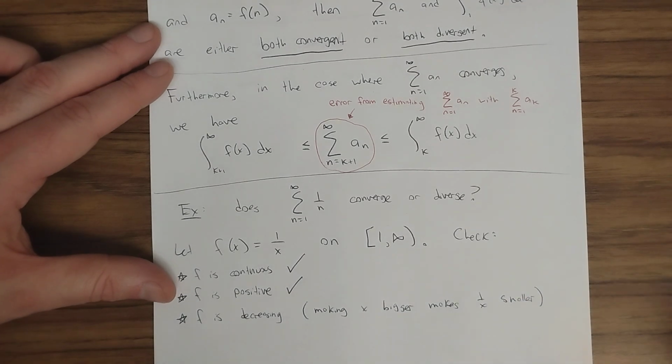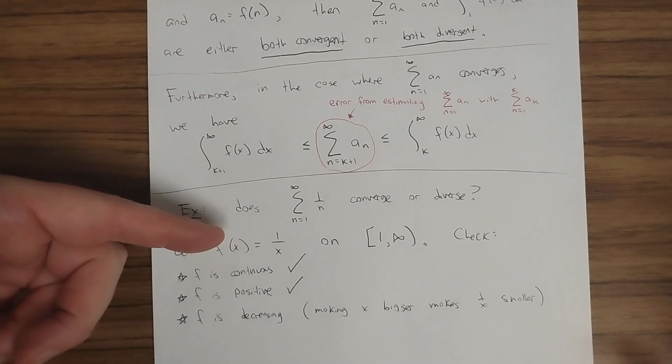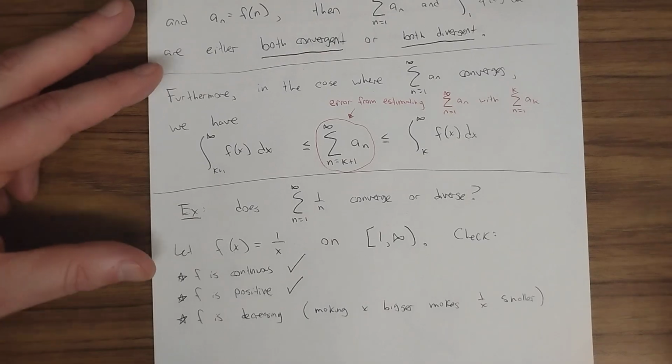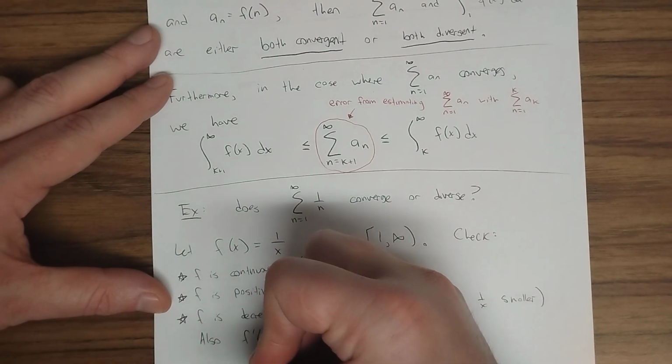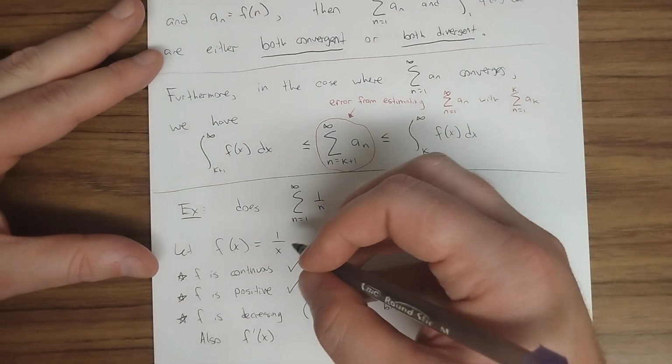So that's some really basic logic. Sometimes it's not that easy to tell whether a function is decreasing, so let me describe another way. We already know the answer for this one, but let me describe another way. If you can take the derivative and find that the derivative is negative, that's a decreasing function. That's like Calc 1 stuff. If the derivative is negative, then you're decreasing.